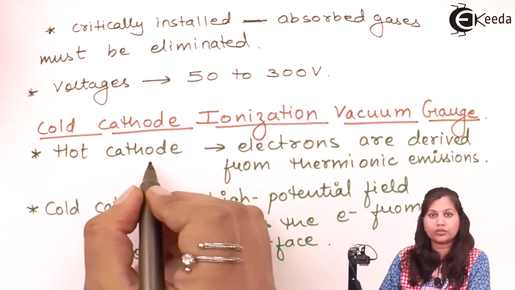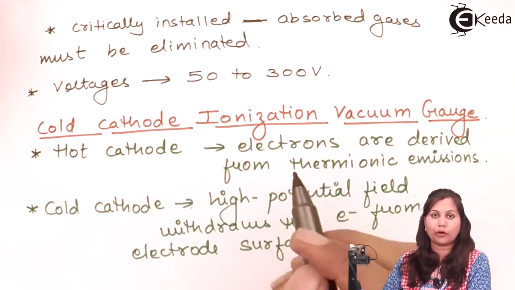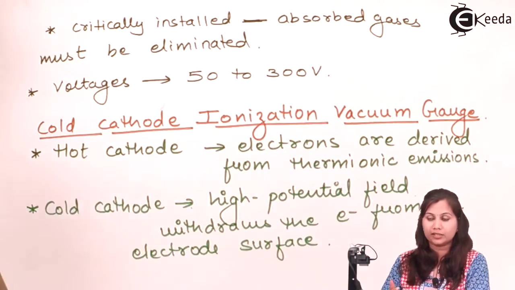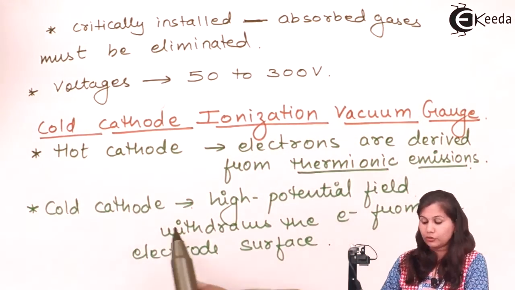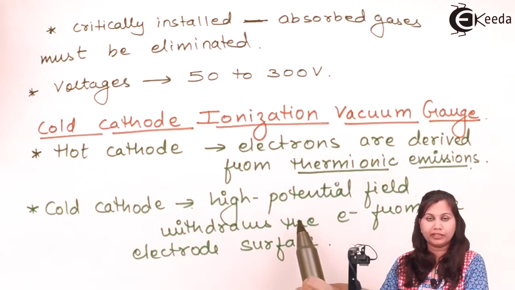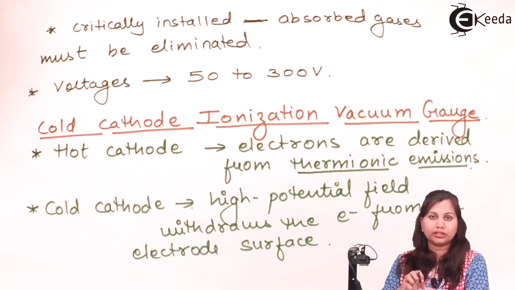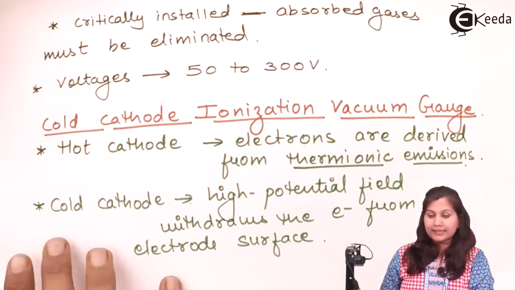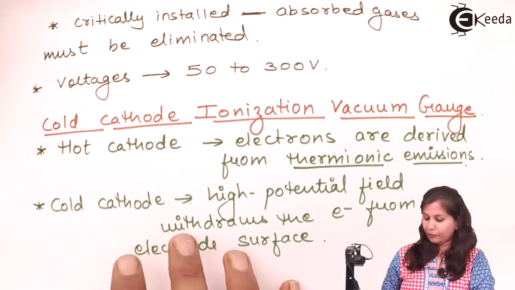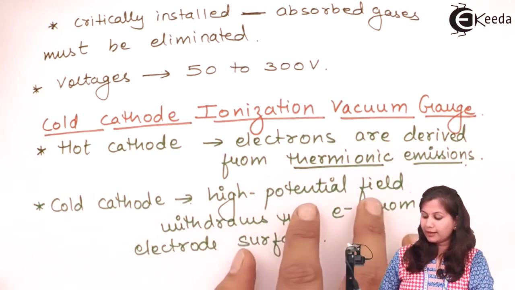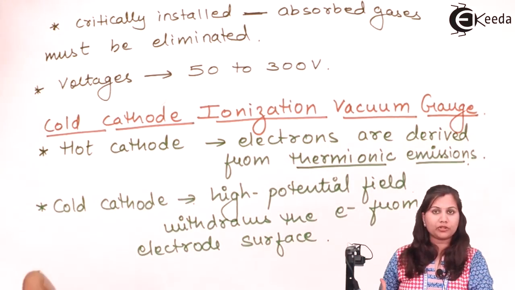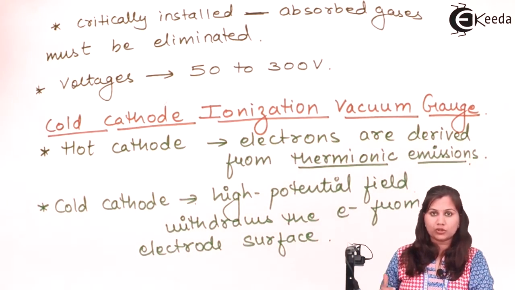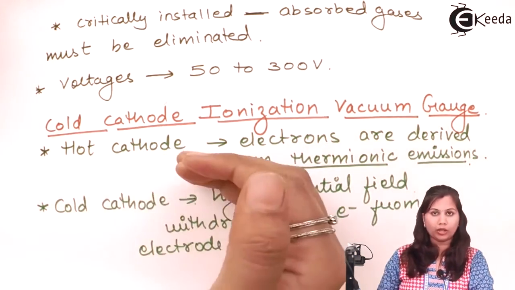So in the hot cathode, the electrons come out from the cathode when it is heated. So it's due to thermionic emission. Whereas in the cold cathode, a high potential field is going to withdraw the electrons from the surface of the electrode. Now, as in the cold cathode type of ionization vacuum gauges a high potential field is being used, the rate of emission of the electrons is very slow as compared to the hot cathode type.